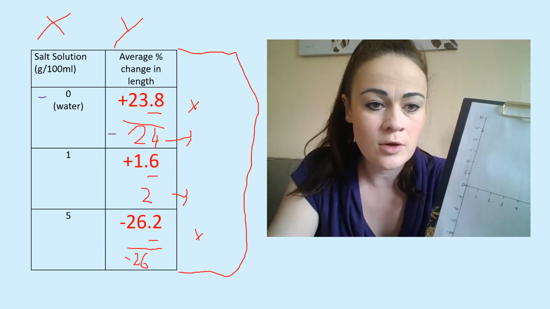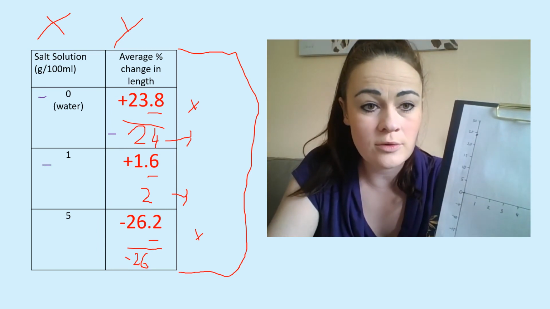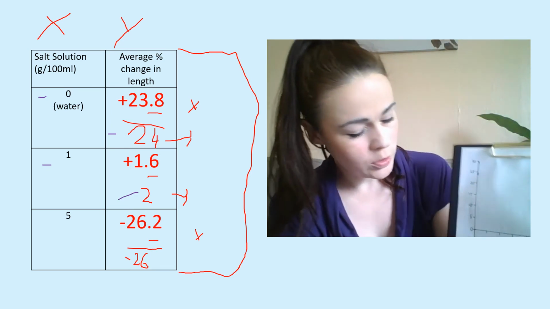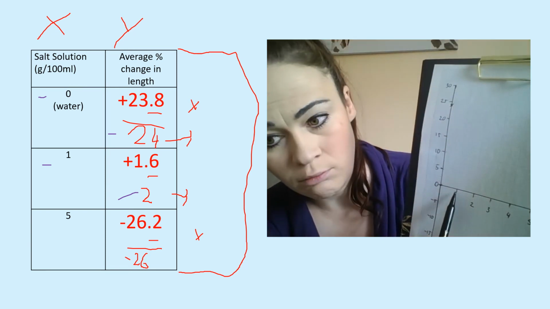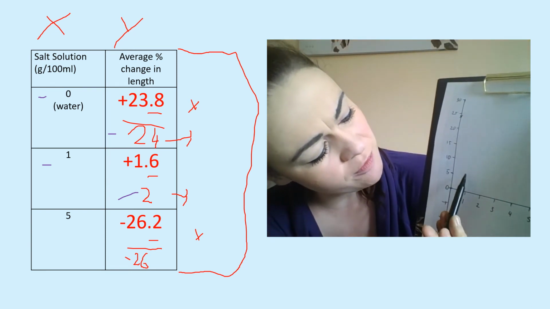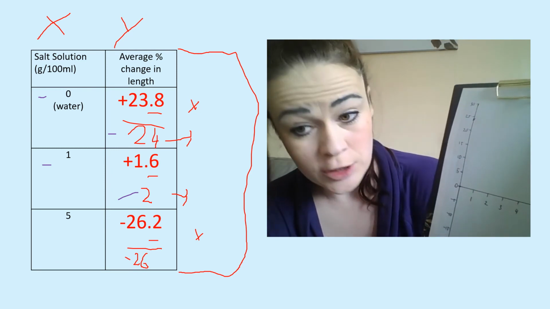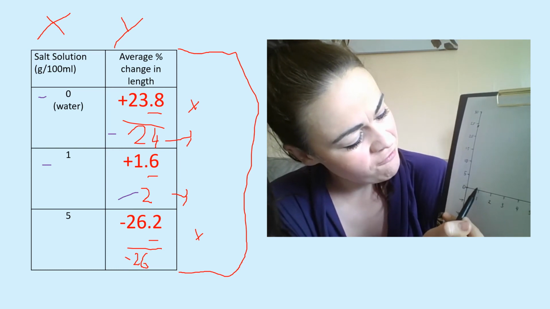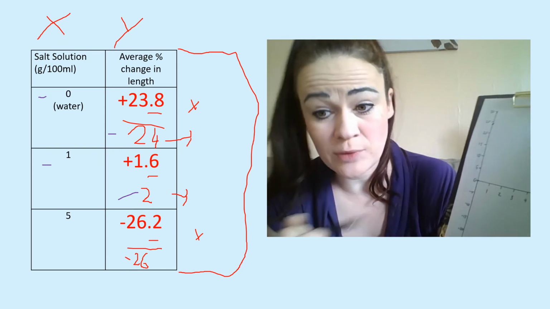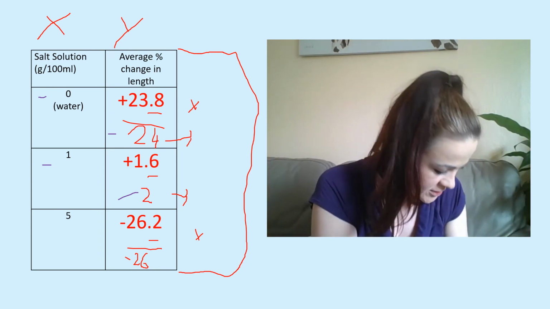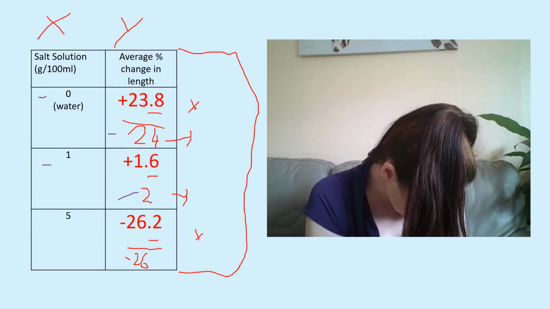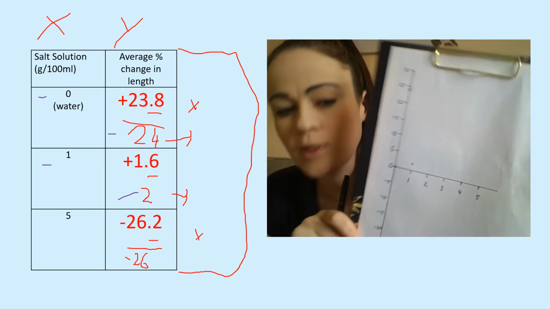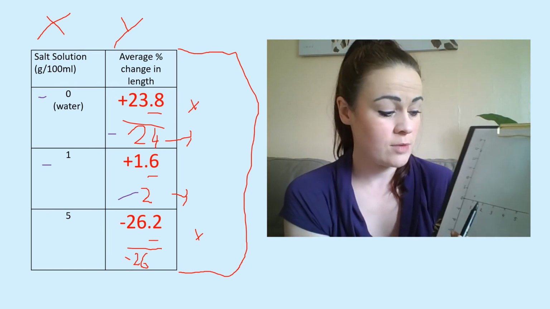Now my second one, we are looking at the 1 gram per 100 mils. And we're going to go up to 2. So we're going to go along to 1, and then we're going to go up to 2. But remember, 2's not written there, so we're going to have to work out what it is. So if every little box is worth a half, we're going to go half, 1, 1.5, 2. So I'm going to have to go up 4 tiny little boxes. So, there.